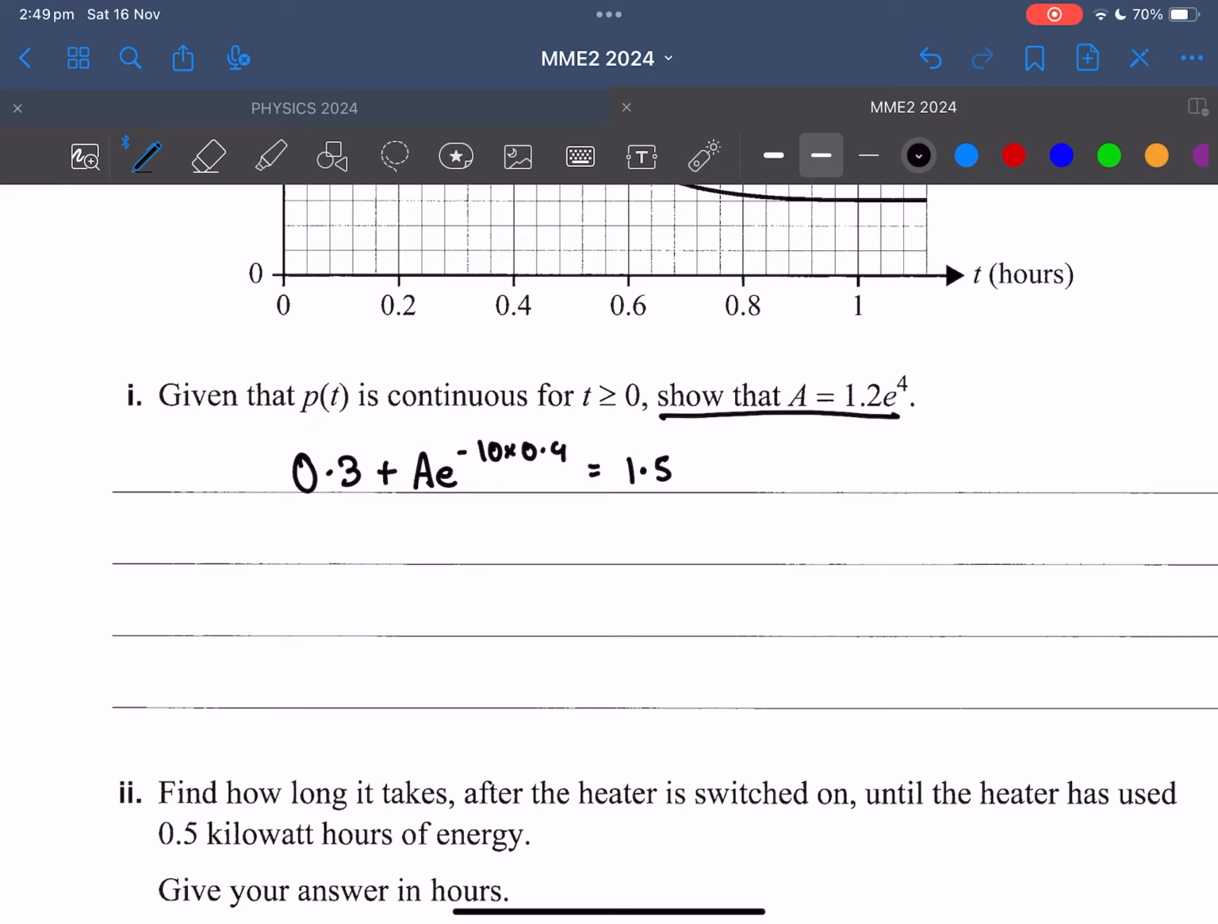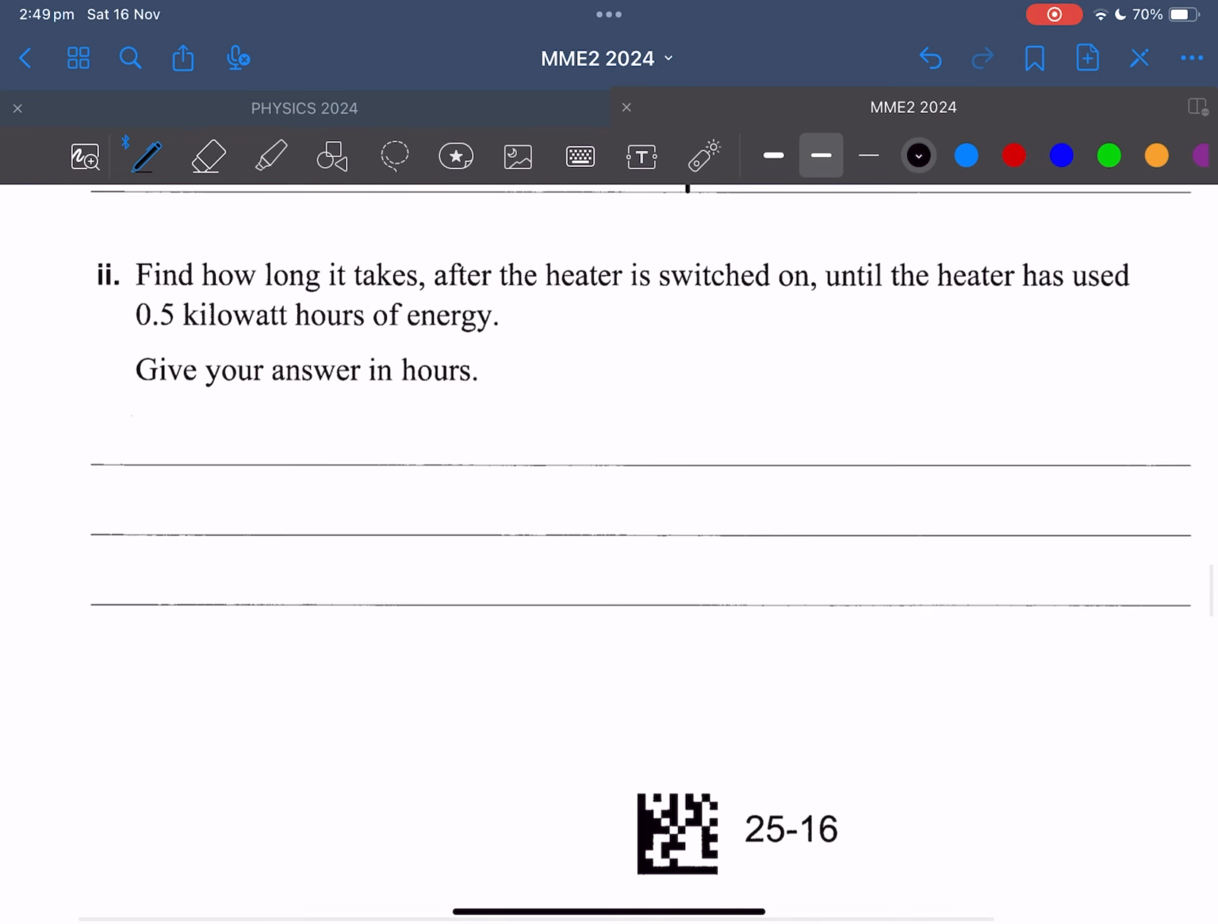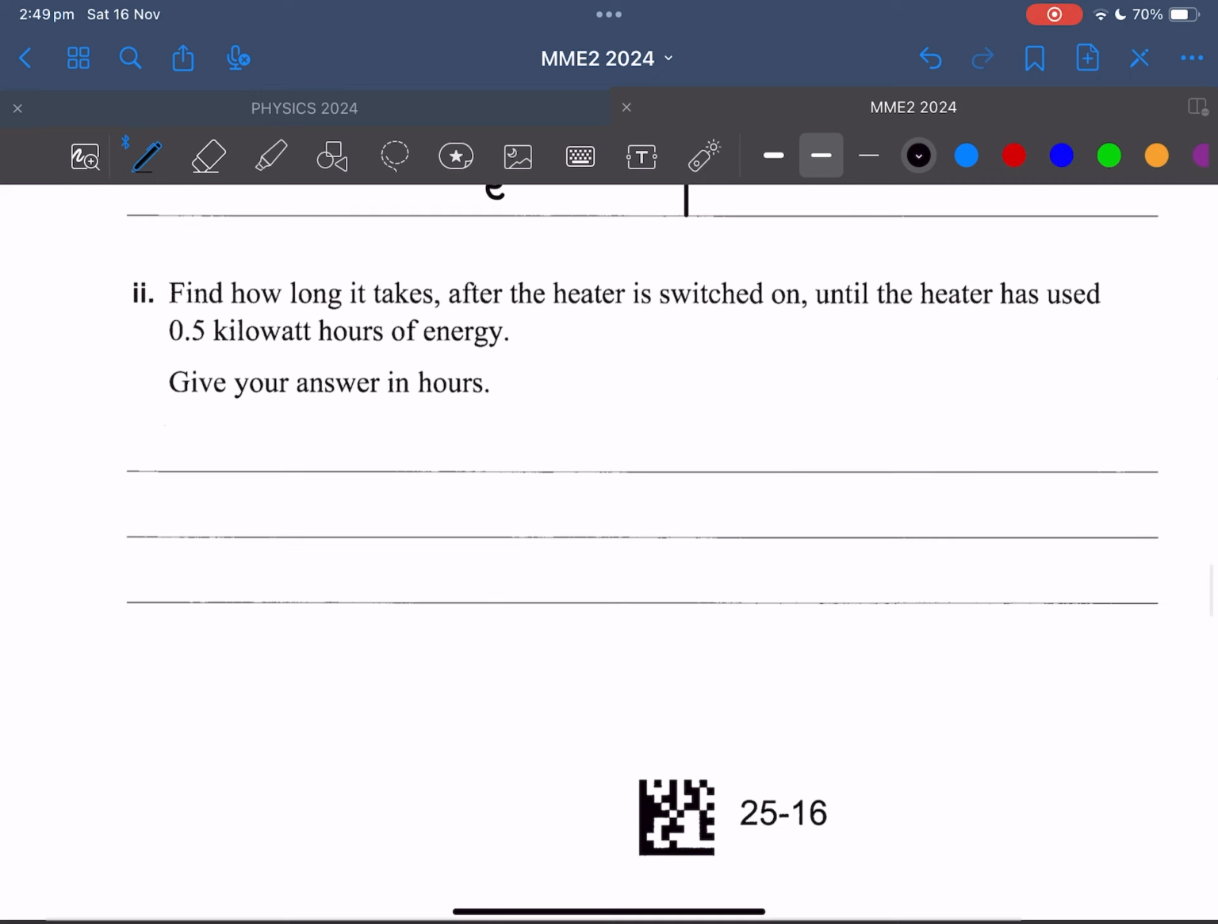So let's solve this. So A times e to the power of minus 4 is equal to 1.2. So A is equal to 1.2 over e to the power of minus 4. And therefore, our A is equal to 1.2 times e to the power of 4 as required. Okay? So find how long it takes after the heater is switched on until the heater has used 0.5 kilowatt of energy. Give your answer in hours.